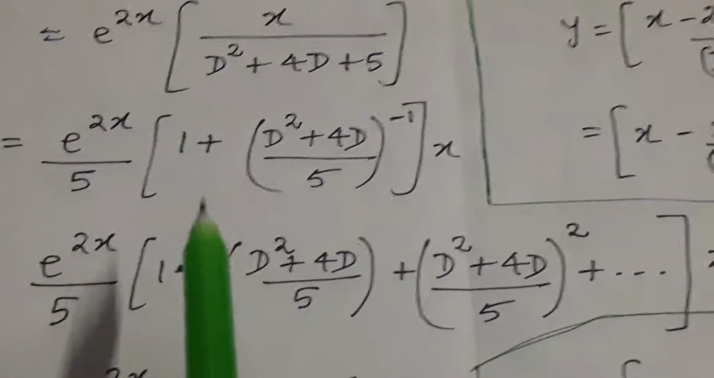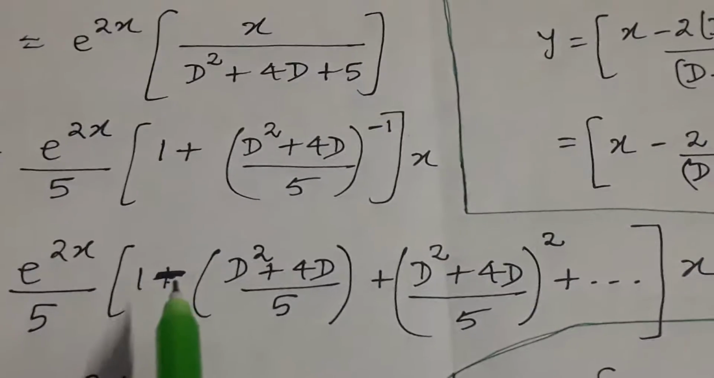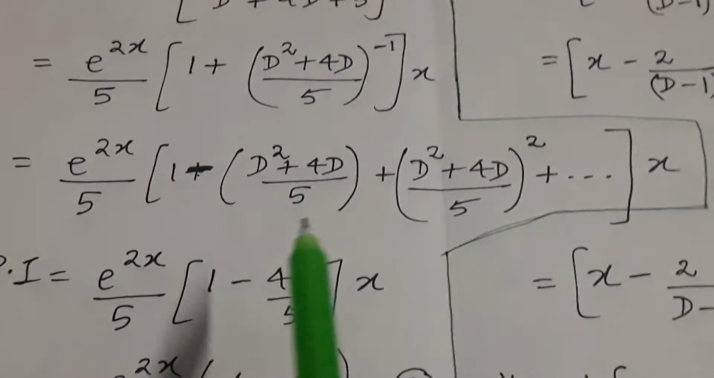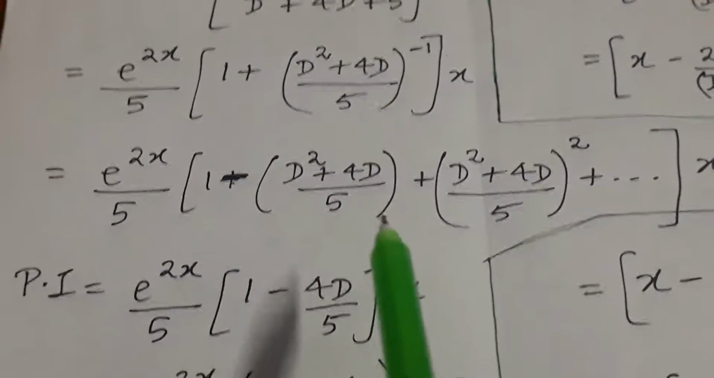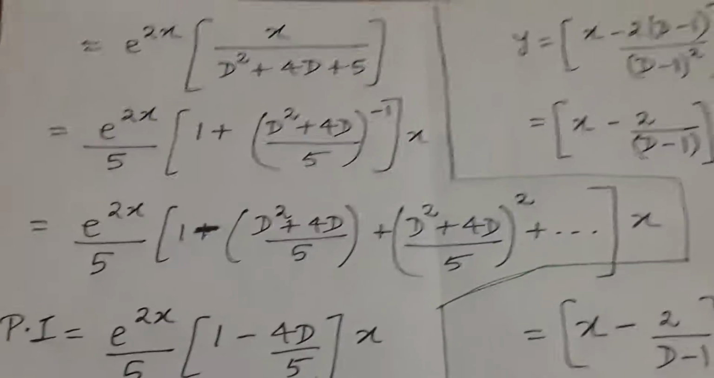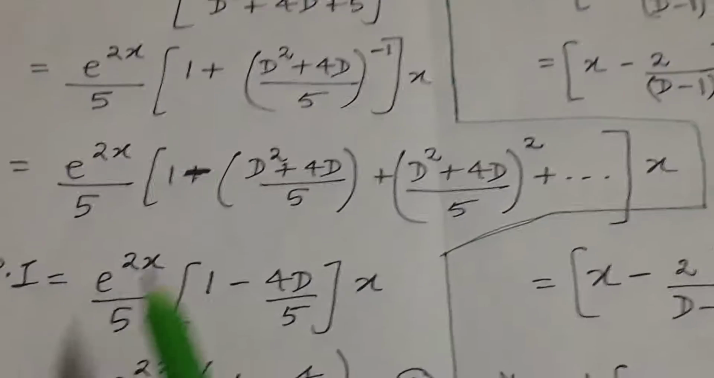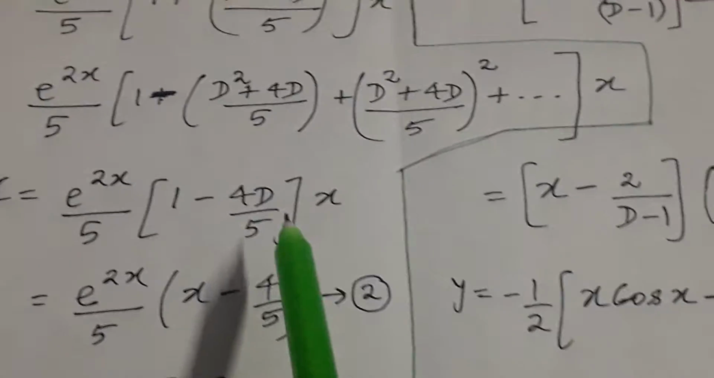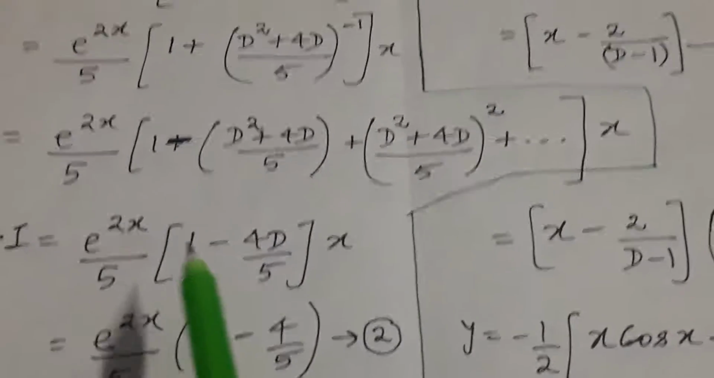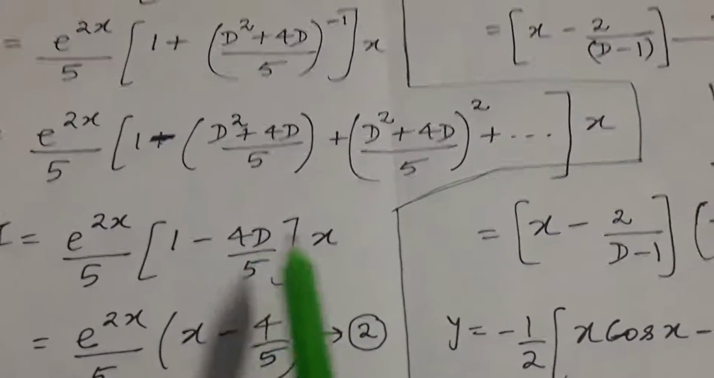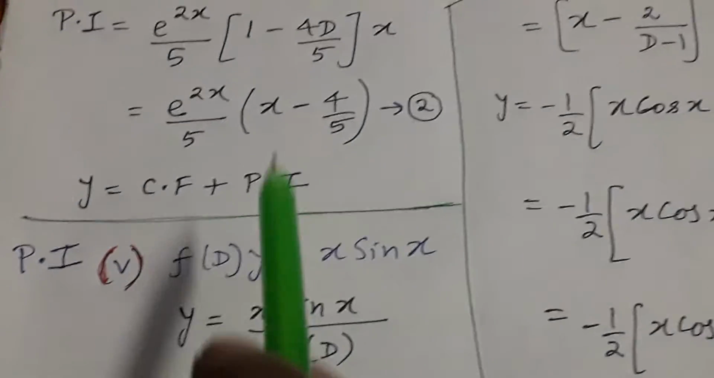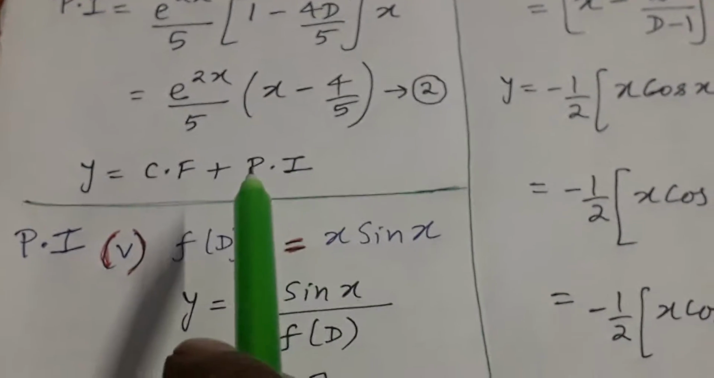So e power 2x by 5, the expansion will be 1 minus, not plus, 1 minus x plus x square, and outside is x. Keep only the terms with D square and D. When you simplify, you will get the answer as e power 2x by 5 into (1 minus 4D by 5) into x. Take the x inside: x minus 4D of x. Differentiation of x is 1, so 4 by 5. This is equation 2. The final answer is the complementary function plus the particular integral, equation 1 plus equation 2.